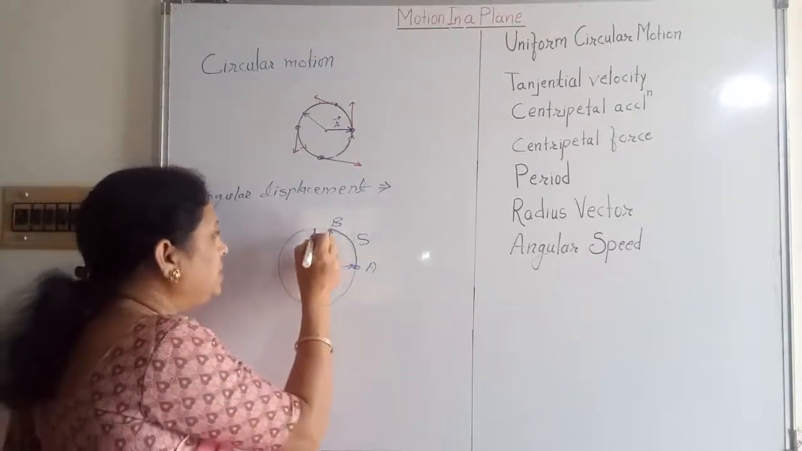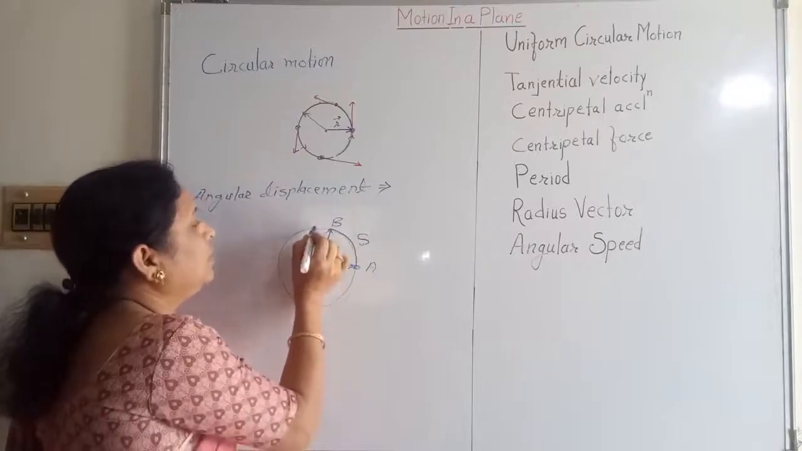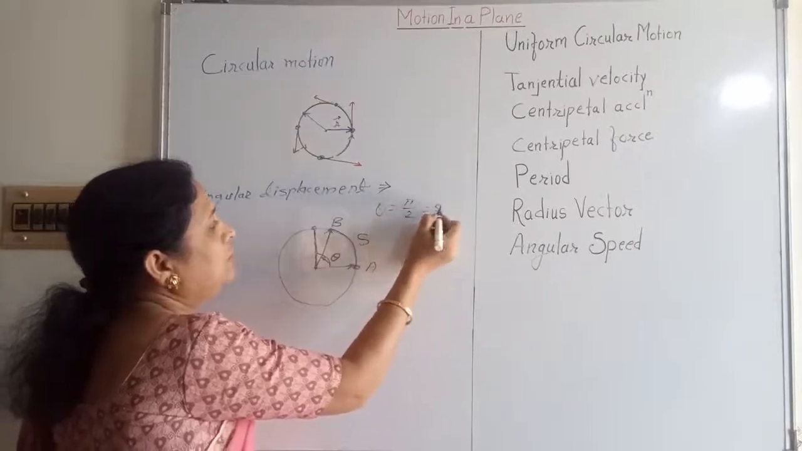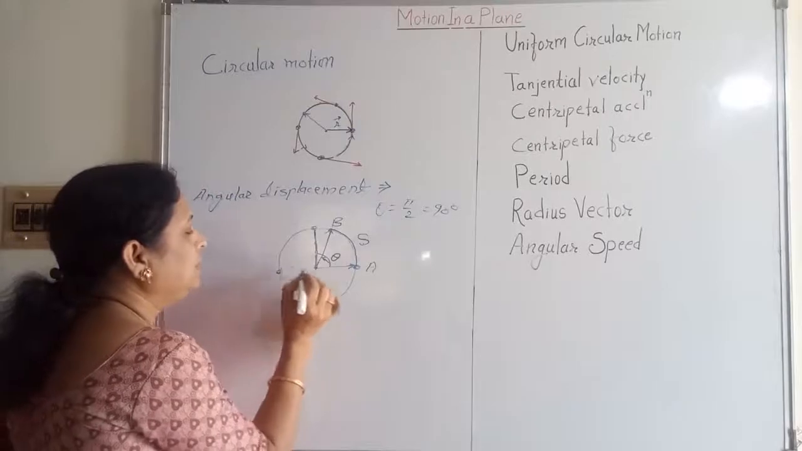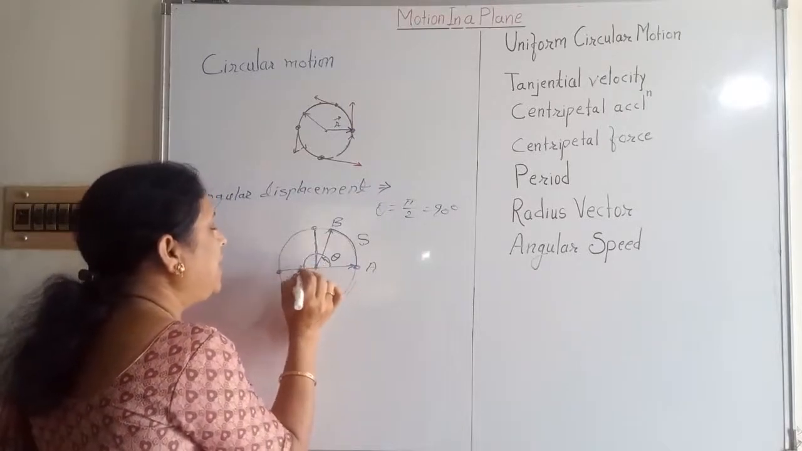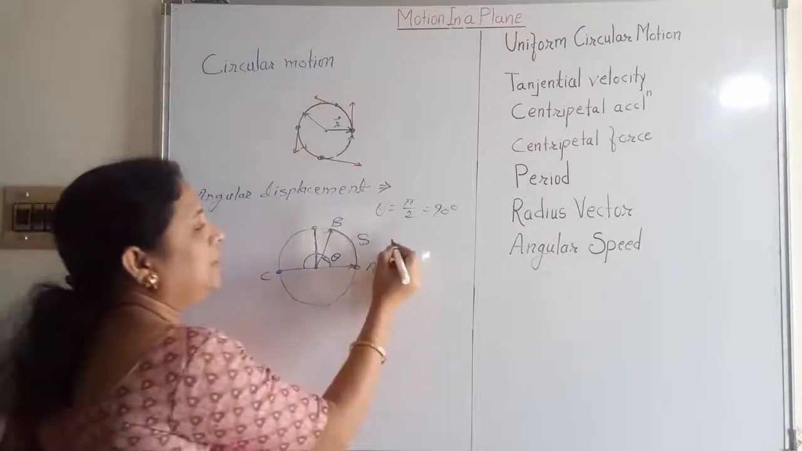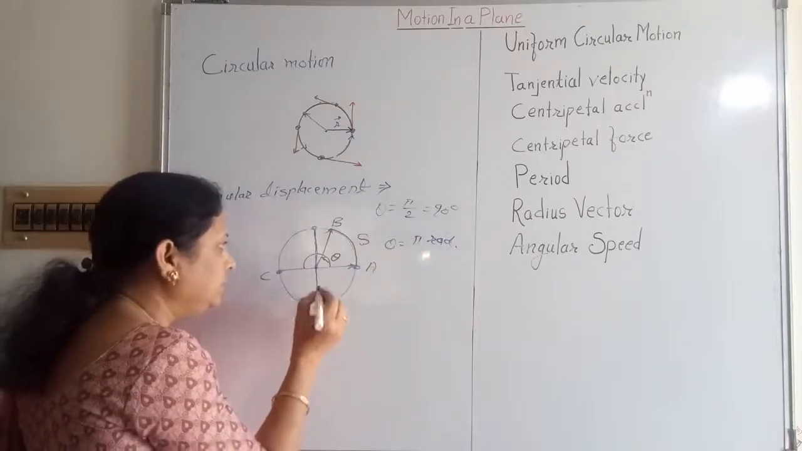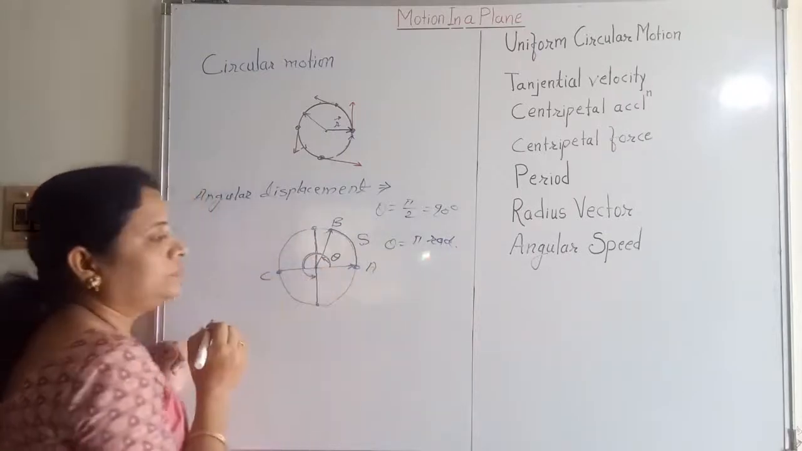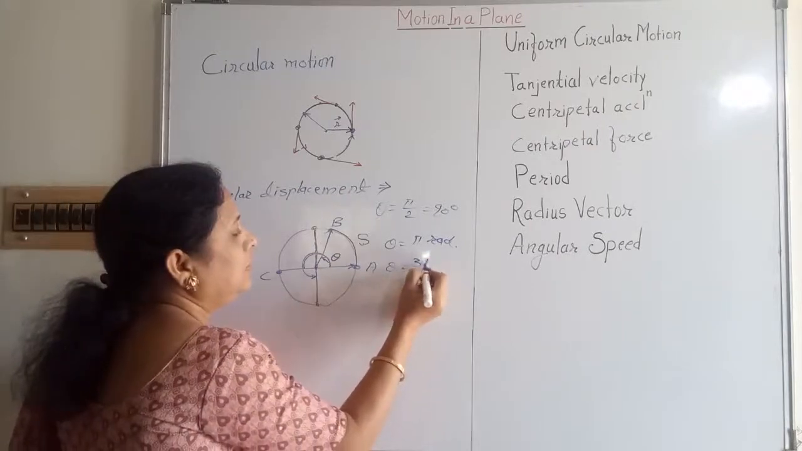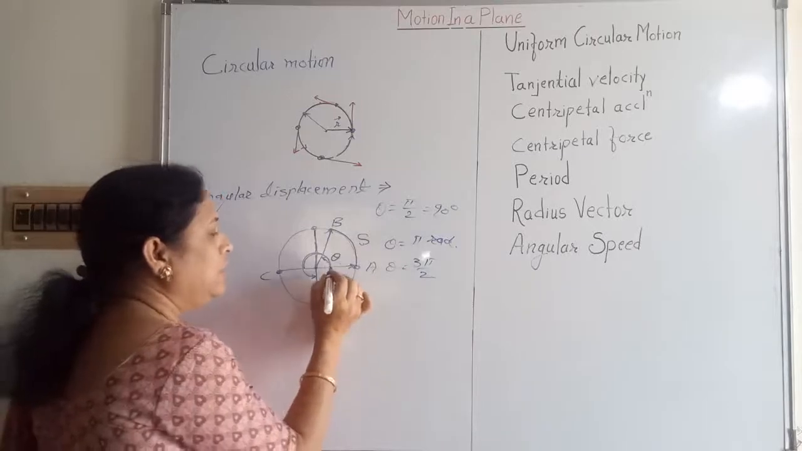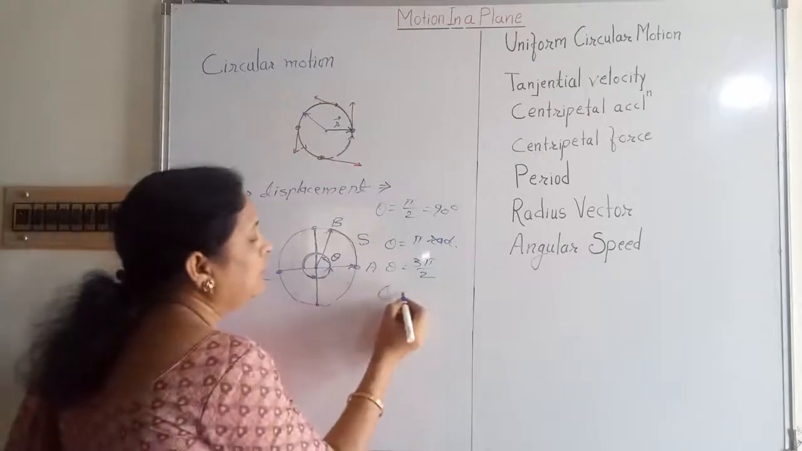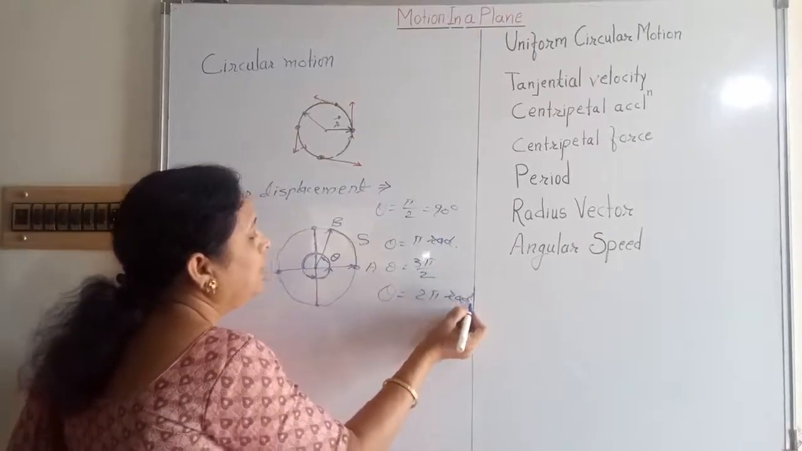When the object is here, we can say the angular displacement theta is equal to pi by 2, that is equal to 90 degrees. When the object is here in the circular motion, at position C suppose, theta is equal to pi radian or 180 degrees. When the object is here, theta is equal to 3 pi by 2, that is 270 degrees. And when the object completes one complete revolution and comes again to the same point, the angular displacement theta is equal to 2 pi radian.